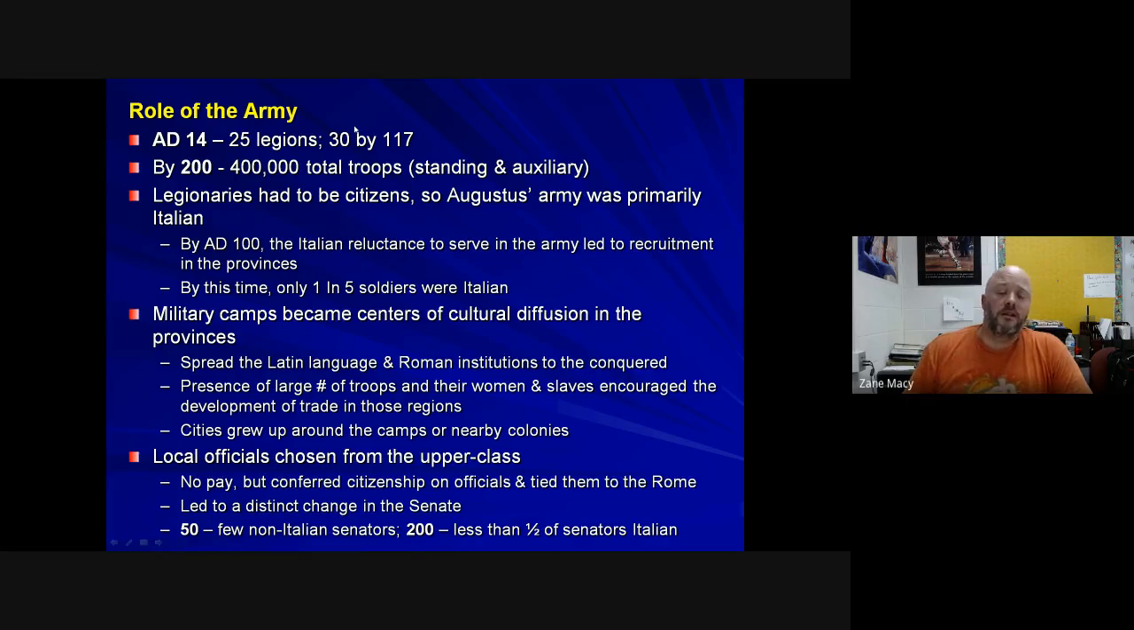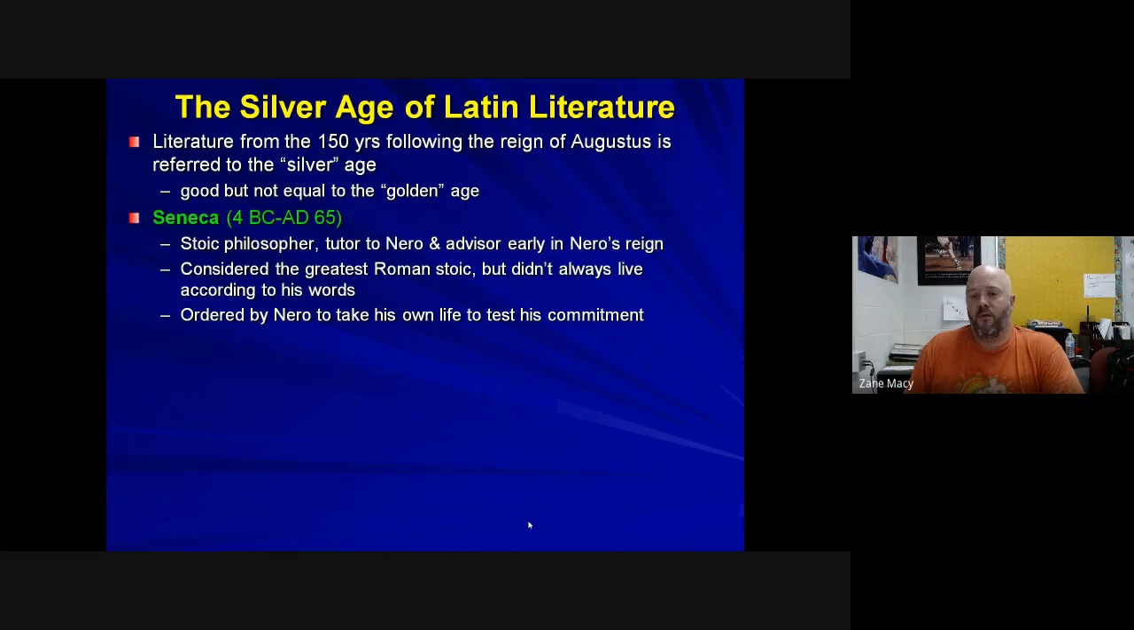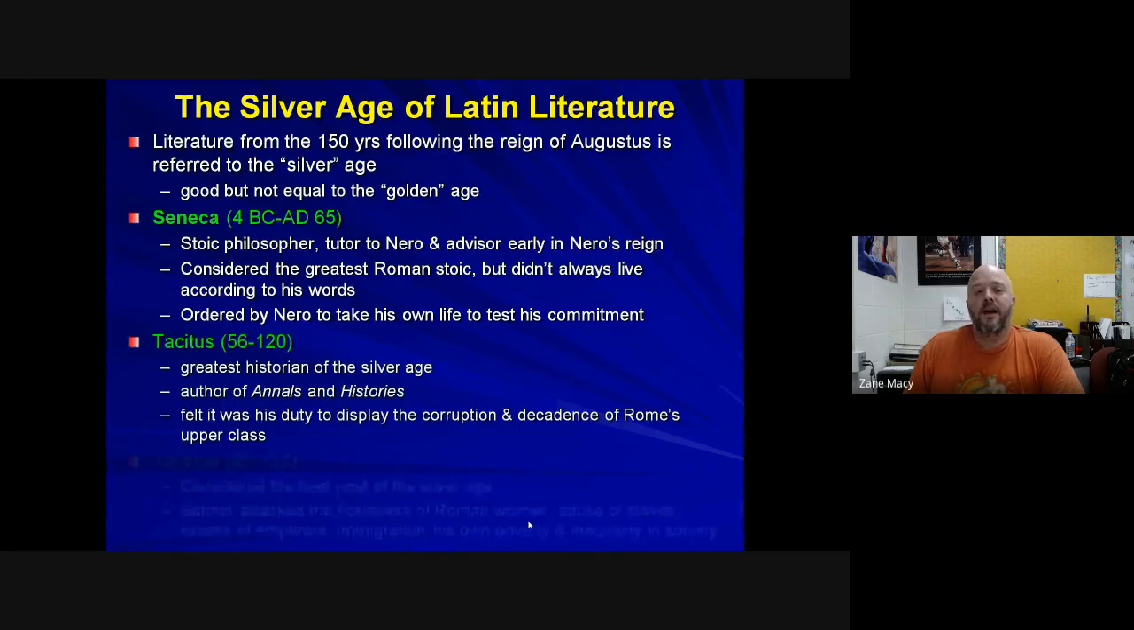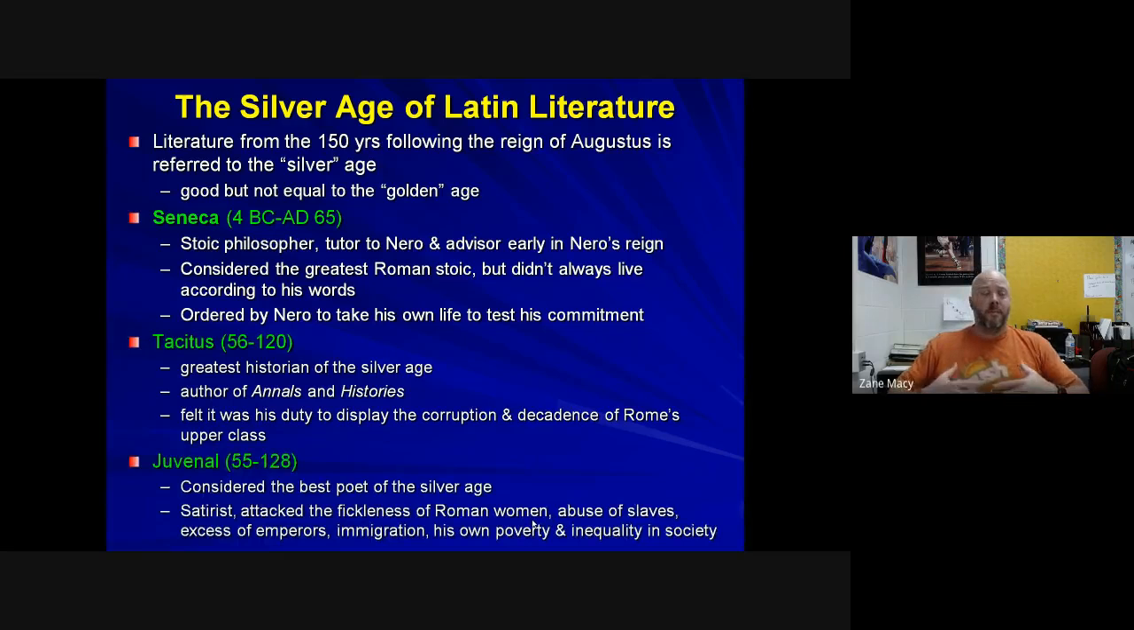By the time you get to the year 200, less than 50% of the seats in the Roman Senate, which, remember, went from 300 seats to 600 seats under Julius Caesar, then expanded again to 900 seats, and then when Augustus comes into power, he lowers it back to 600, were of Italian descent. And that's just a byproduct of more non-Italians gaining their citizenship.